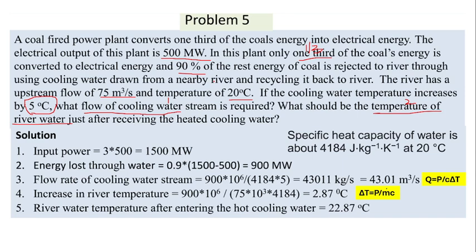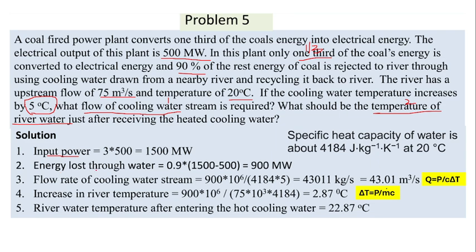And also, after receiving the heated cooling water, what will be the final temperature of the river water they are asking? So first we know the input power is 3 into 500, which is 1500 megawatts, right? So 500 is the output, and this output is only one-third of the coal energy. So output is one-third. Then what could be the input? 500 into 3. Thrice, as 500 is given, only 500 is converted. So 1500 is the input power.